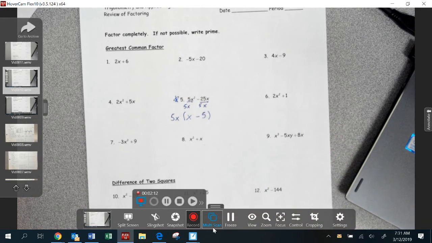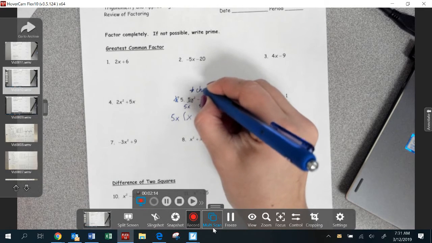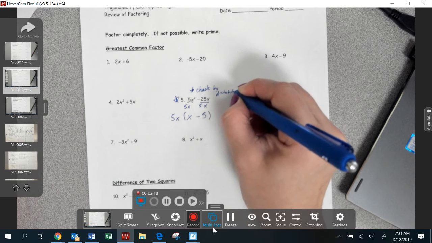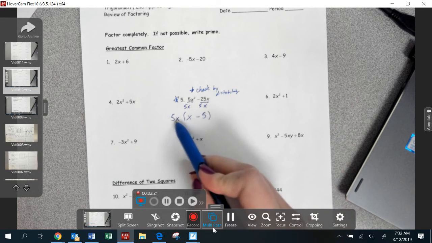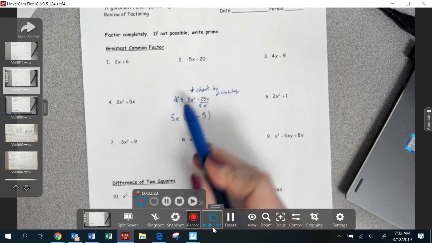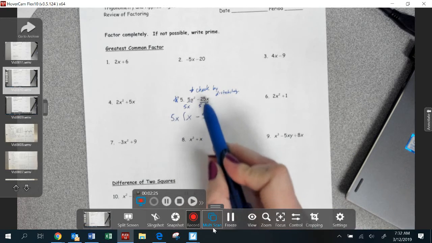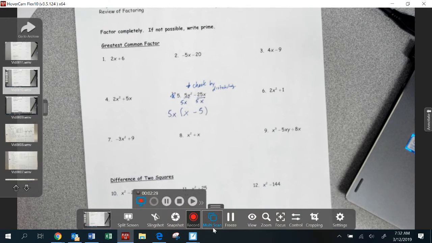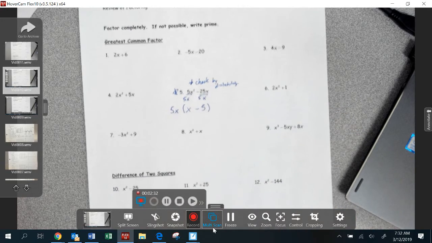And then again, I can check this by distributing or by multiplying. So 5x times x would get me back to 5x squared. 5x times negative 5 would get me back to negative 25x. So that's going to be the factored form of this original expression.